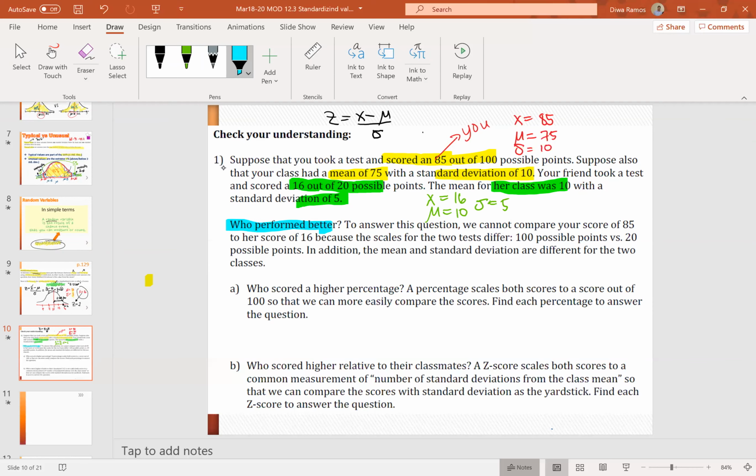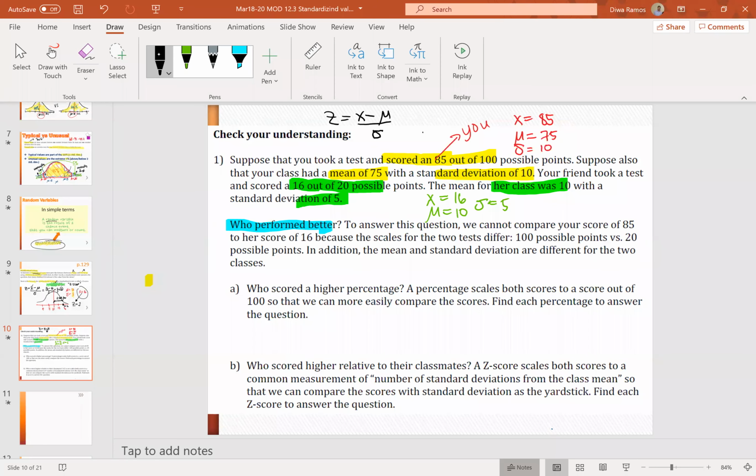Did you perform better because you're 10 points higher than the mean? That's what you got right here. So you're 10 points higher, while your friend is only 6 points higher. Is that how we objectively compare data? Of course the answer is no. So we have to have a better, more objective way to do that.